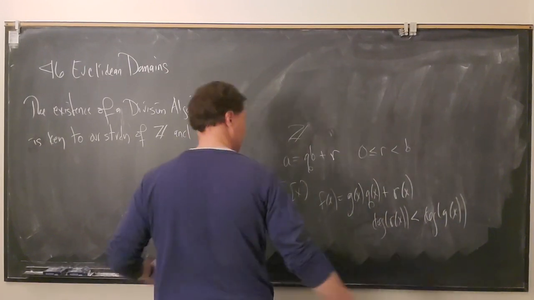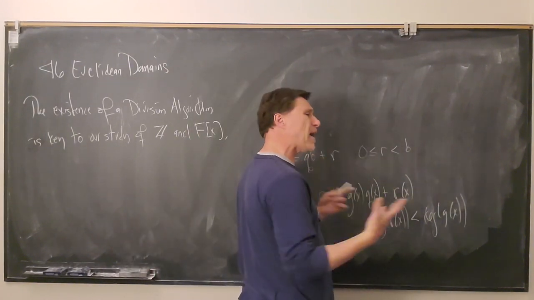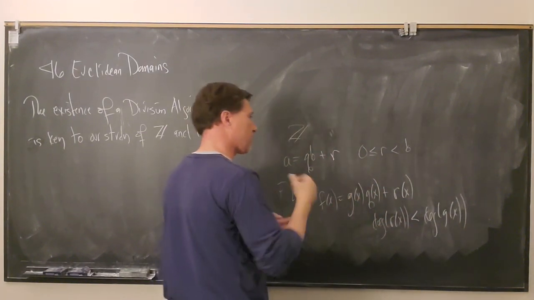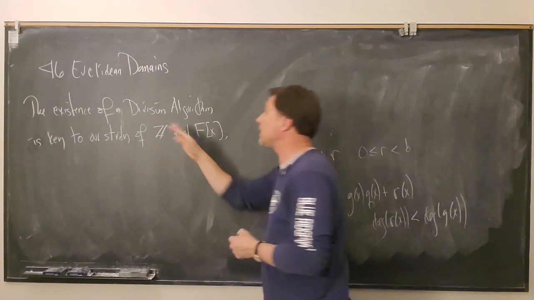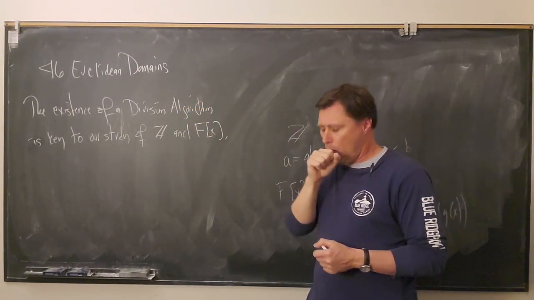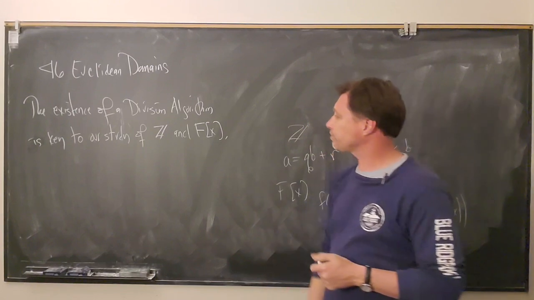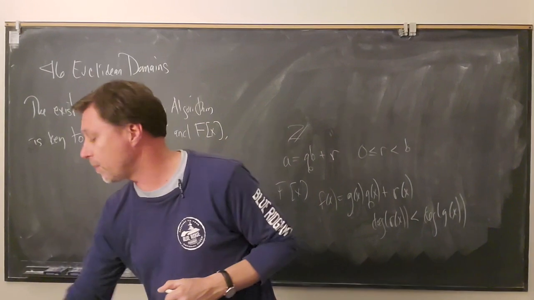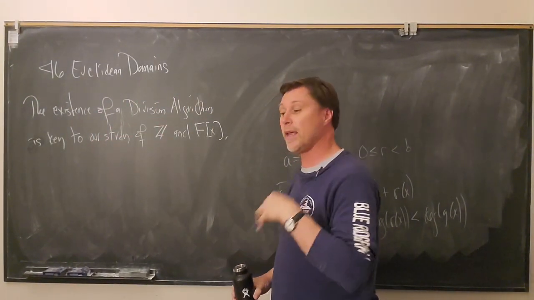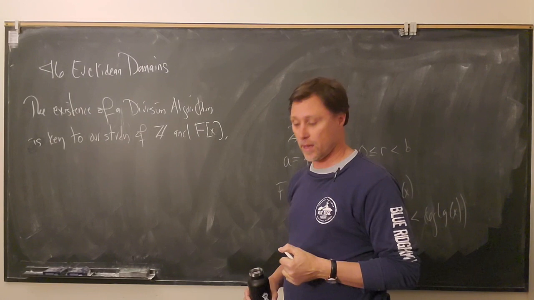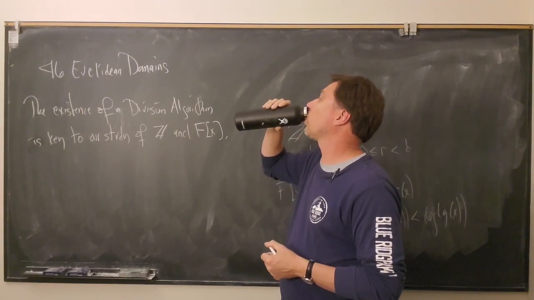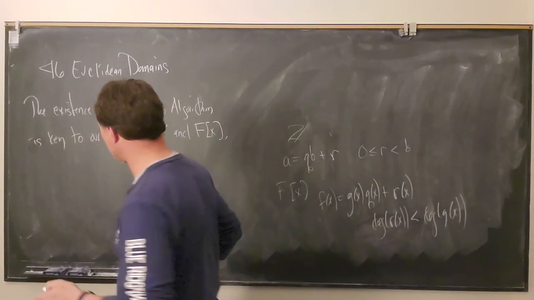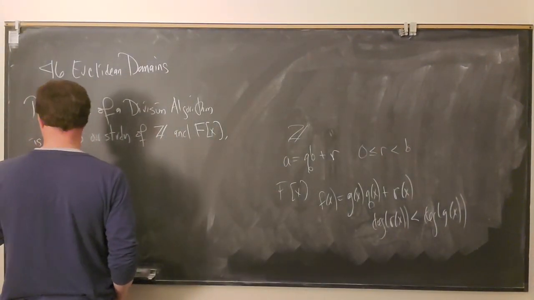So here we need some sort of way to measure size. And if we can somehow get a sense of size in other rings, it's going to turn out that if we have a notion of size, it will give us, or it may give us, a division algorithm. All right, so that's where we're headed here. And so let's start off with the definition.